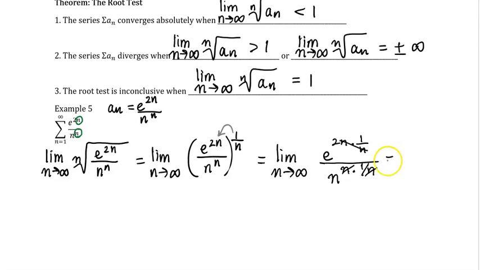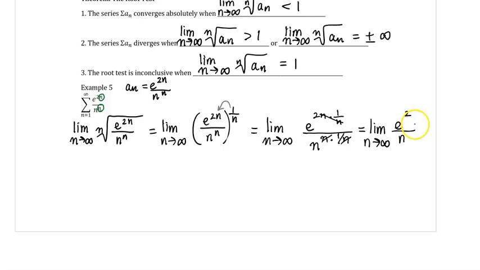And I am left with the limit as n approaches infinity of e squared divided by n. And as n gets very large, the numerator will stay constant as e squared. So this limit is equal to 0, which is less than 1. And so we can conclude that this series converges by the root test.